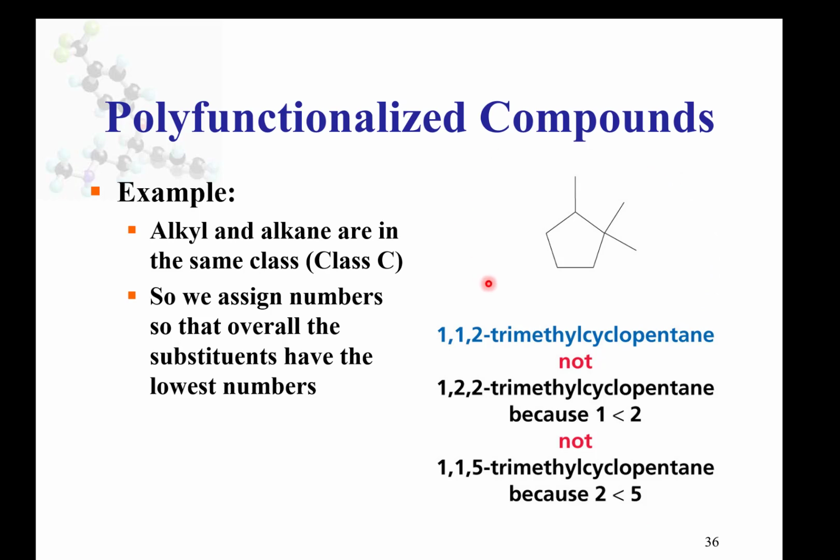Let's look at this particular compound. You can see that this is an alkane with just alkyl groups. So alkanes and alkyl groups are in the same class, namely Class C. Because they're in the same class, we give lowest overall numbers to all of the substituents. So if you look at this molecule, it is lowest to number this 1, 1, and then 2, so that the name is 1,1,2-trimethylcyclopentane, and not the alternative names because these give overall higher numbers.